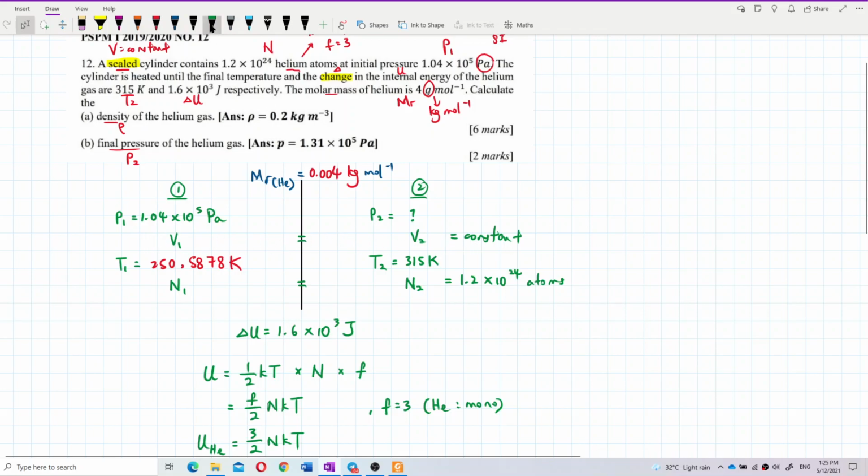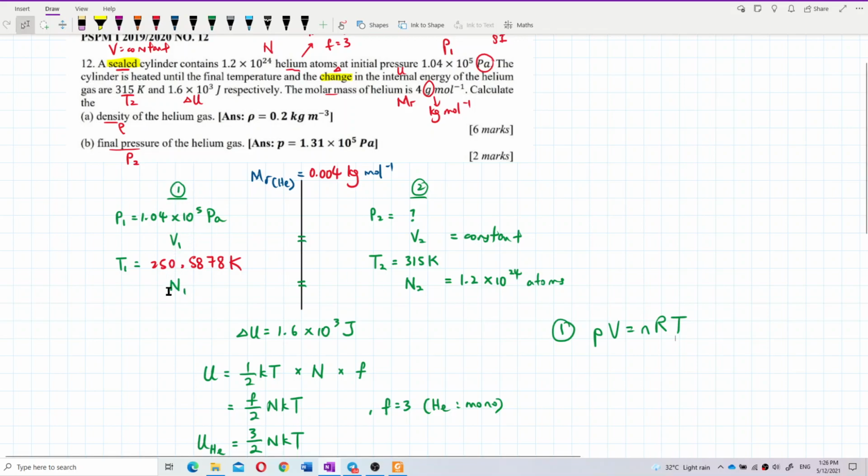How to find the volume? Very simple. Look at condition 1. We already have the pressure, temperature, number of atoms. We just need the volume. So we can use PV equal to nRT. This one is the first condition.